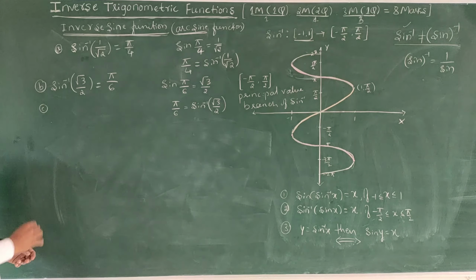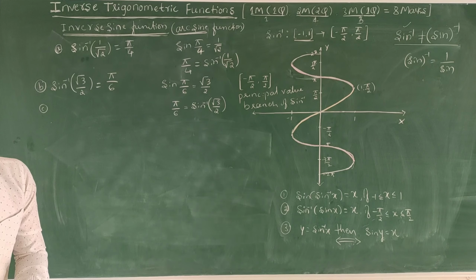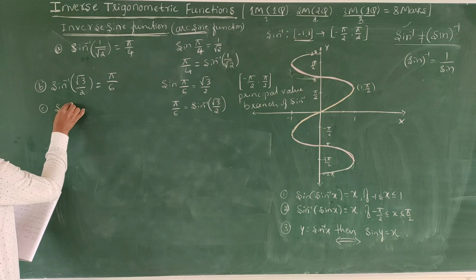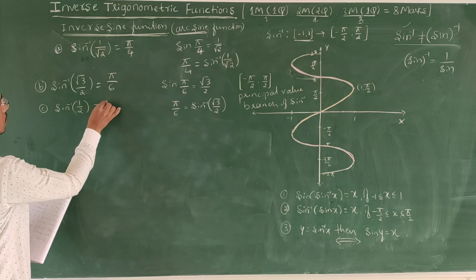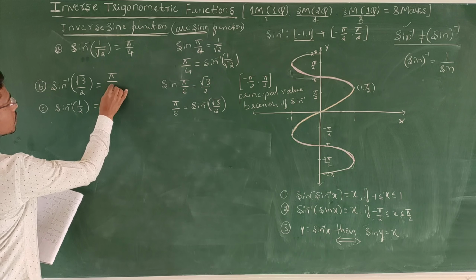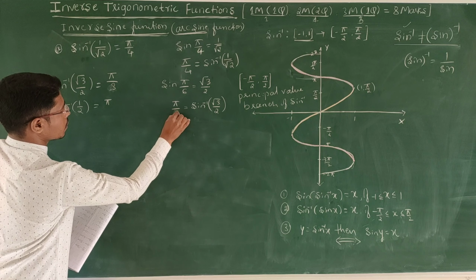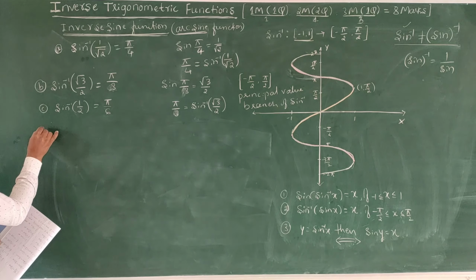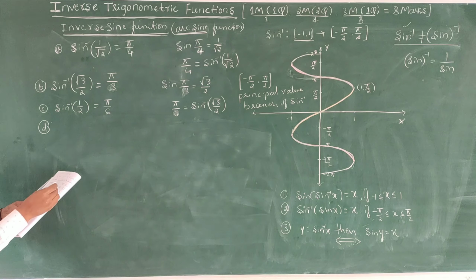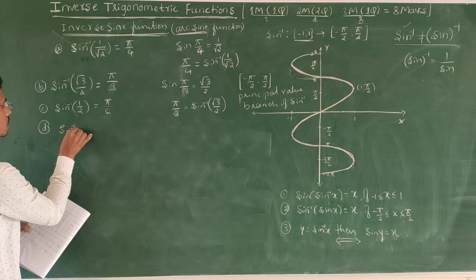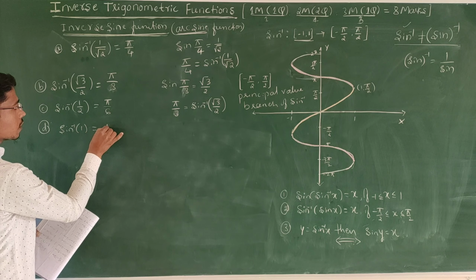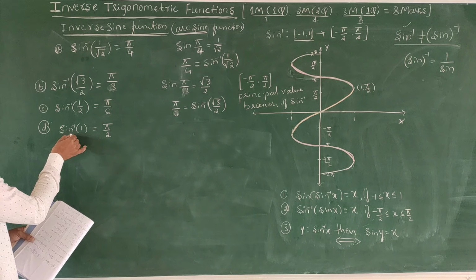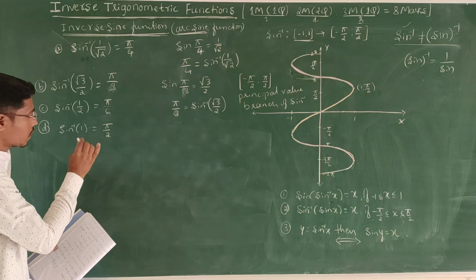Next, C, sine inverse of 1 by 2. So when it is 1 by 2, this is pi by 3, sorry, pi by 6. So this is equal to pi by 6. Okay. D, sine inverse of 1 equal to what? When it is 1, it is 90, sine 90 is 1, therefore sine inverse of 1 is 90, that is pi by 2.